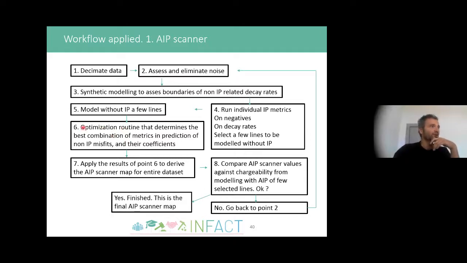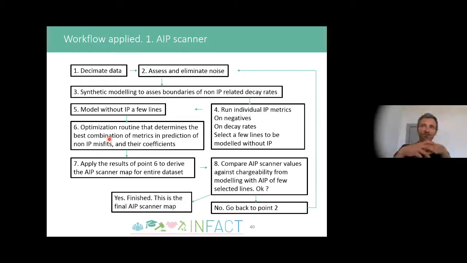So we apply the result of this optimization to derive a map of the airborne IP scanner, and then we compare that value of the IP scanner against selected inverted IP modeling to compare it against the chargeability that one does get if one models the IP correctly. And we have a look at how they compare.